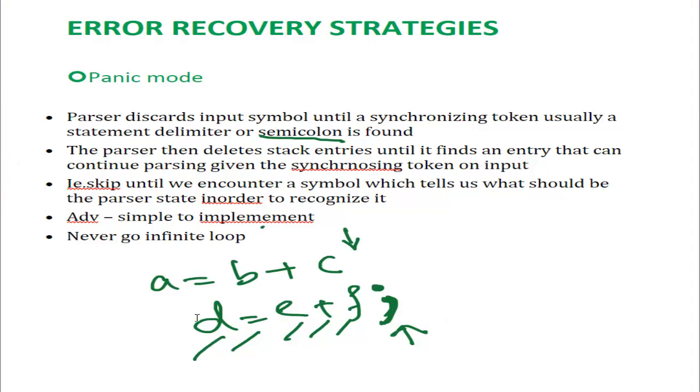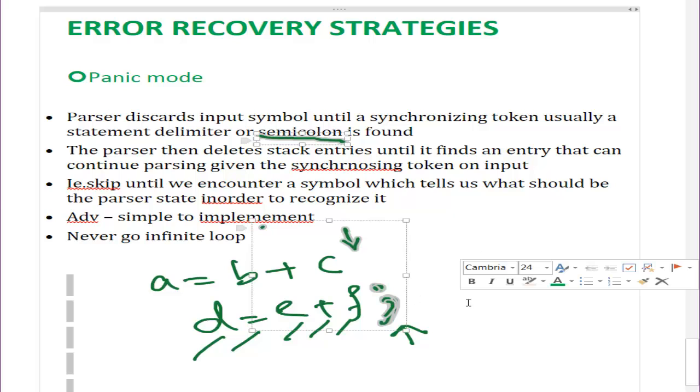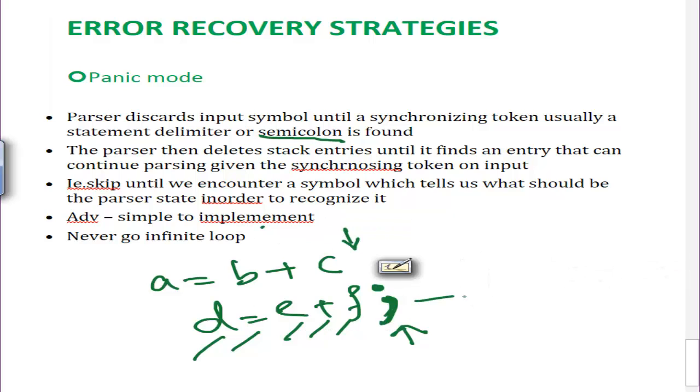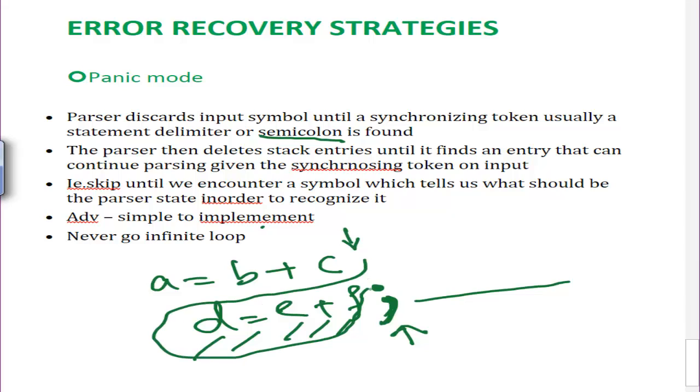Because up to this point we are not sure that it's a correct thing. But after this point we know, okay, whatever the error was, after this I can start parsing from here onwards. So whatever is after this, I can start working on that. But from this point to this terminator I can't. I'm in doubt, so I will skip this.